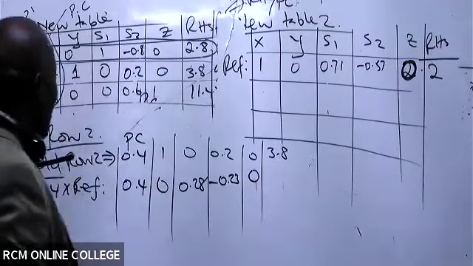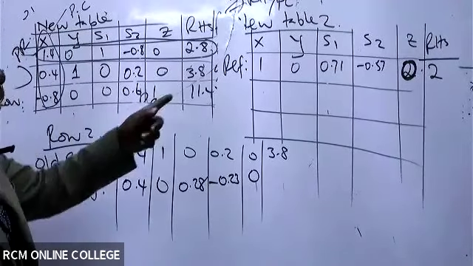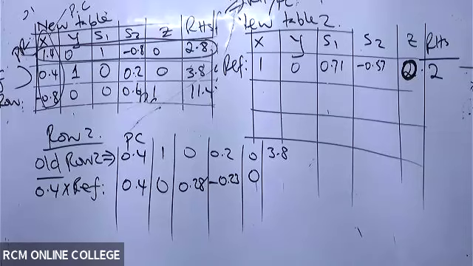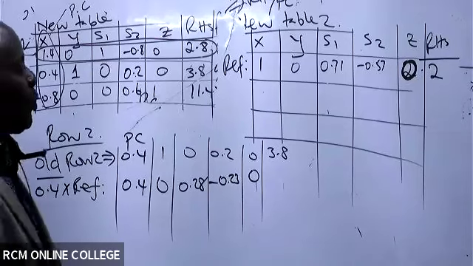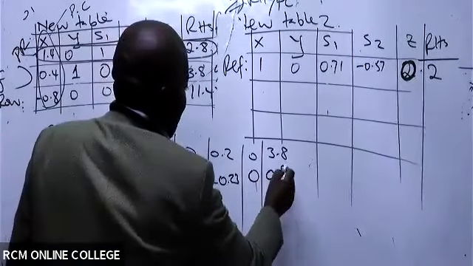And then we have, in this case here, 0.4 times 0. So this gives me 0. Then we have 0.4 times 2. Inakuja ngapi 0.4 times 2? 0.4 times 2 is 0.8.